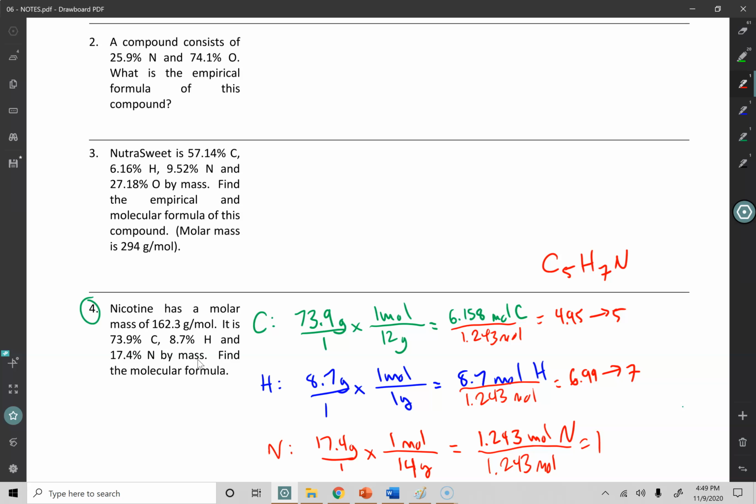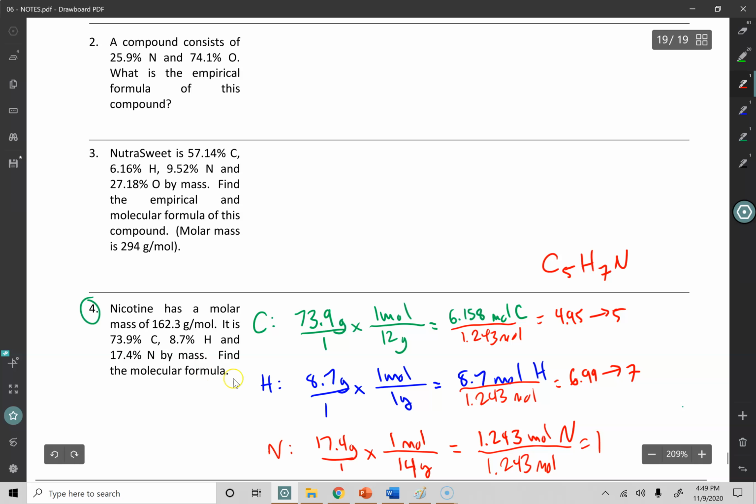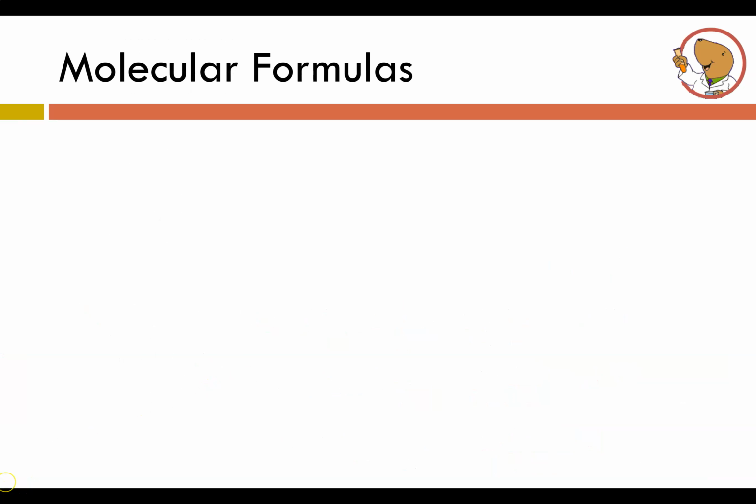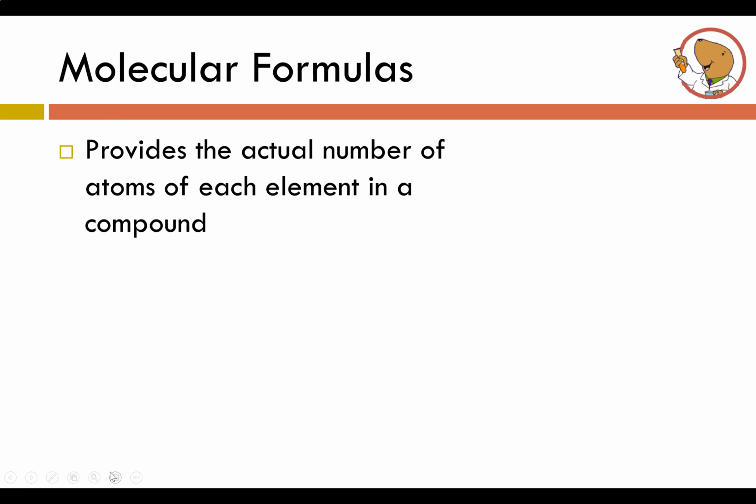Let's go back to the notes and talk about how to get the molecular formula. Finding the molecular formula is not nearly as labor intensive as finding the empirical formula. A molecular formula is going to provide the actual number of atoms of each element in a compound. It might be in lowest terms, more likely it isn't, but those subscripts represent exactly how many atoms would be present in the compound.